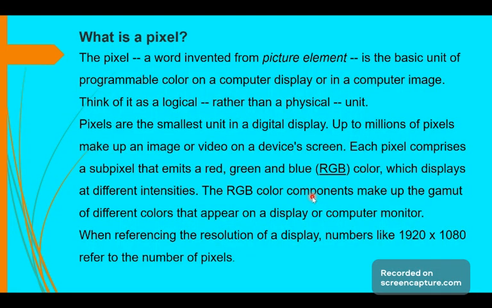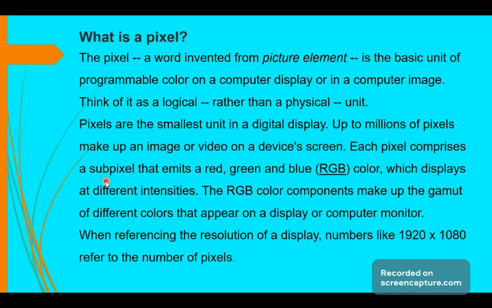Next, what is a pixel? The pixel, a word invented from picture element, is the basic unit of programmable color on a color display or in a computer image. Think of it as a logical rather than a physical unit. Pixels are the smallest unit in a digital display. Up to millions of pixels make up an image or video on a device screen.